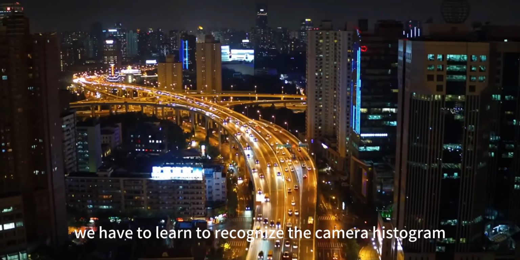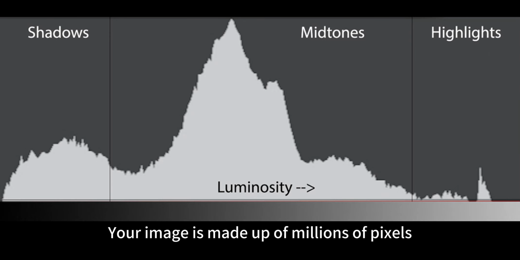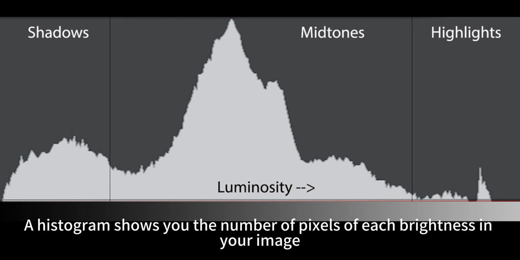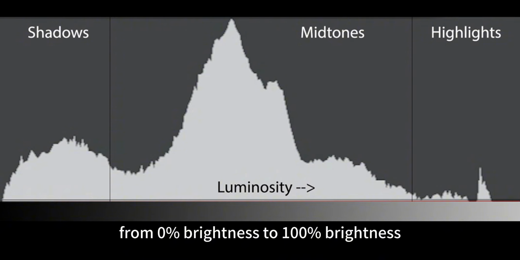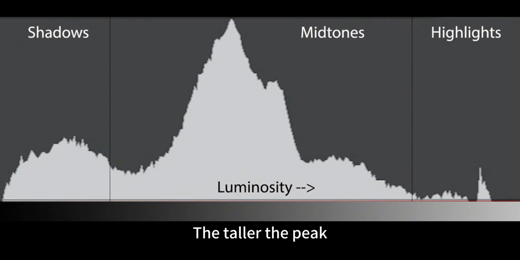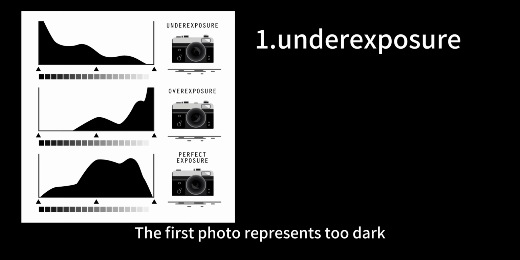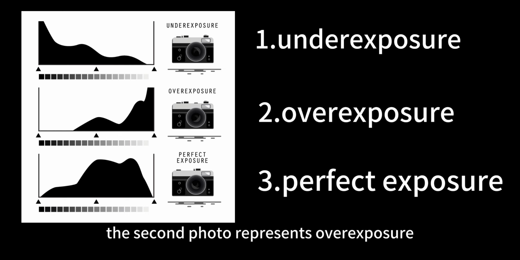Before that, we have to learn to recognize the camera histogram. Your image is made up of millions of pixels, and every pixel has a value representing its color. A histogram shows you the number of pixels of each brightness in your image. The scale along the bottom of the histogram goes from left to right, from 0% brightness to 100% brightness. The taller the peak, the more pixels of that brightness there are in the image. The first photo represents too dark, the second photo represents overexposure, and the third photo is the correct exposure.